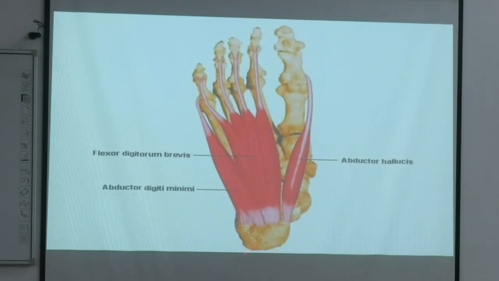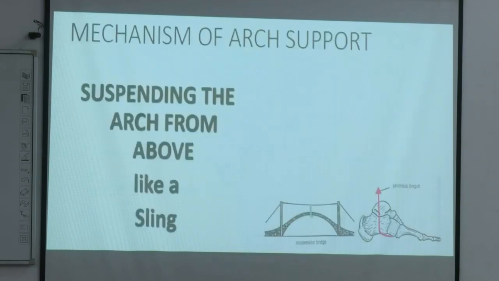this is the first layer of muscles of the sole. Abductor hallucis towards the hallux, abductor digiti minimi towards the little toe, and in the middle flexor digitorum brevis. It has four tendons for the lateral four toes. Next, now the suspending of the arch from above like a sling. See, this is the sling for this bridge, and for the lateral arch, peroneus longus is forming the sling.